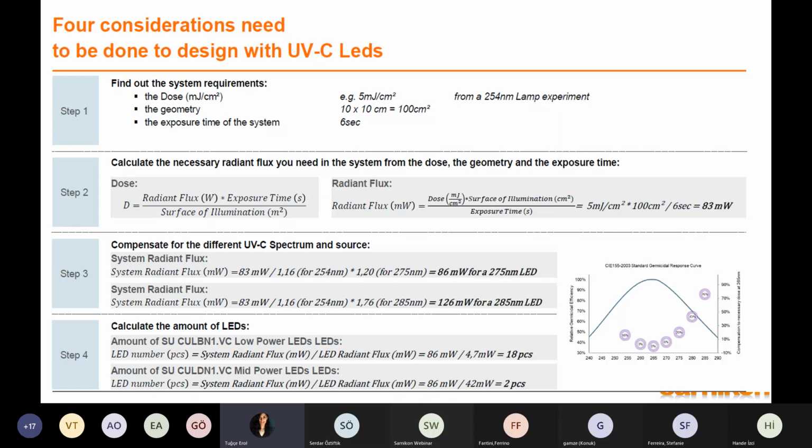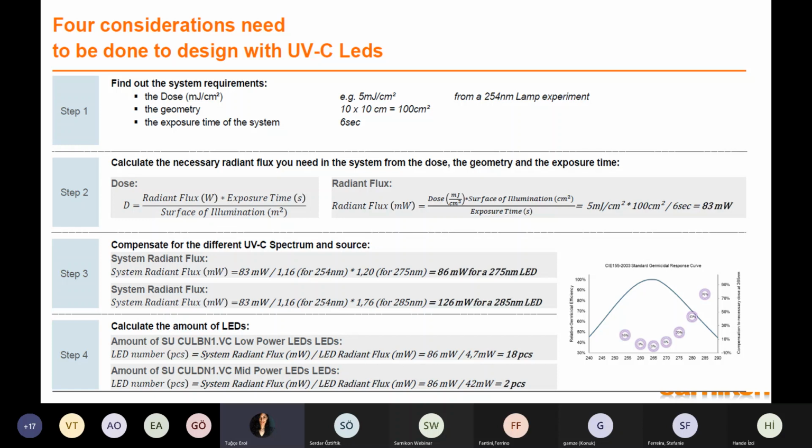The third step is to compensate for the different UVC spectrum and source. On the right side there is a curve. According to this curve, you must take into consideration your wavelength efficacy. Here, this study has been based on a fluorescent lamp. If you use a 275 nanometer UV LED source, you should take into consideration their constant values, those of the fluorescent lamp and of the LEDs, in the formula. OSRAM supports this kind of calculation with their UVC calculation tools.